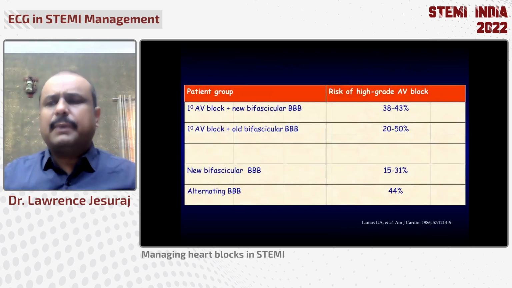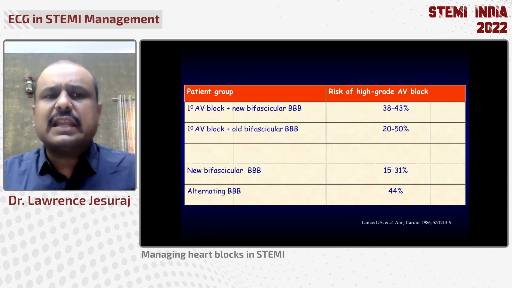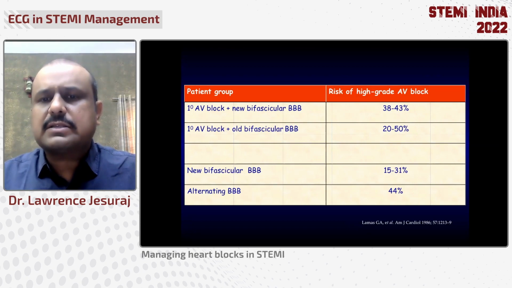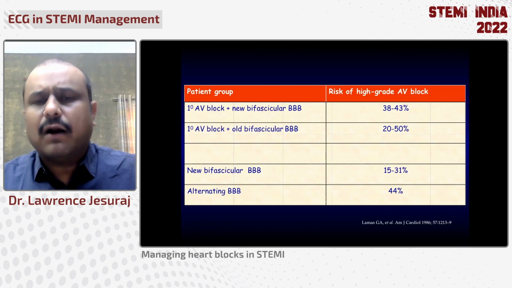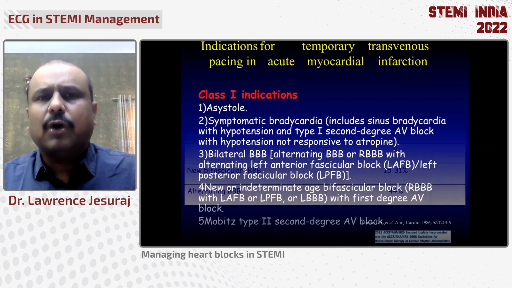If you look at the patient group and the risk of high-grade AV block, first degree AV block and new bifascicular bundle branch block, the risk of developing a high-grade AV block is pretty high, around 38 to 43%. A first degree AV block in a patient who already has an old bifascicular block varies from 20 to 50%. A new bifascicular bundle branch block is in the range of 15 to 30%. And if a patient develops an alternating bundle branch block, it's pretty high, close to 50%; 44% of the patients can develop a high-grade AV block.